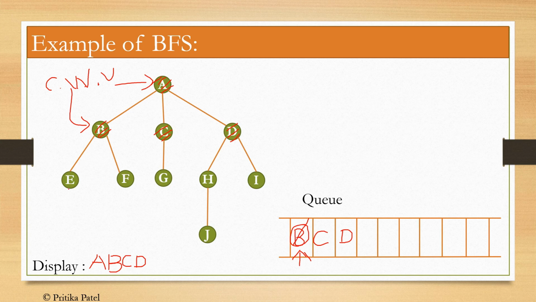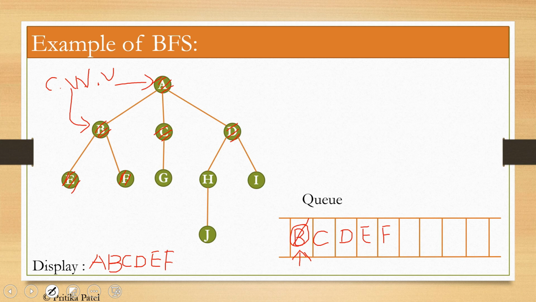So now visit E and mark it as visited, then insert it in the queue. So E is inserted in the queue, and displayed. Here E is displayed, right? Now again check whether the currently working vertex B has any adjacent unvisited vertex. Yes, that is F. So visit it and mark it as visited. Then insert it in the queue. So F is inserted in the queue, then displayed. F is displayed over here.